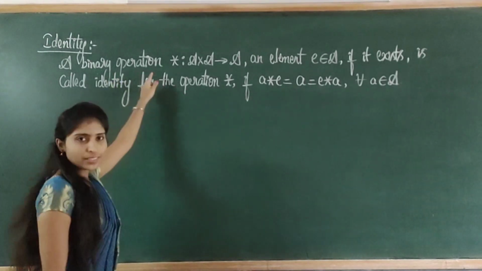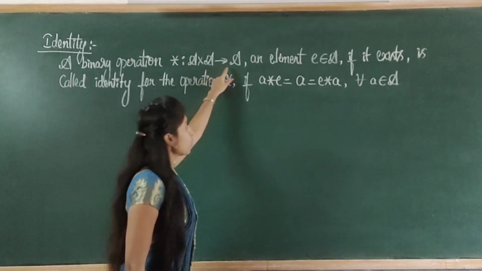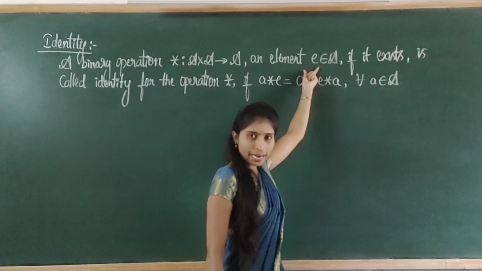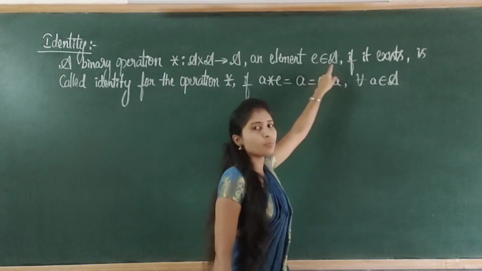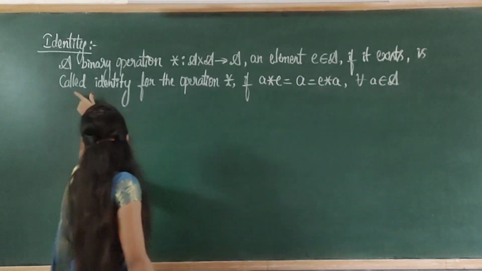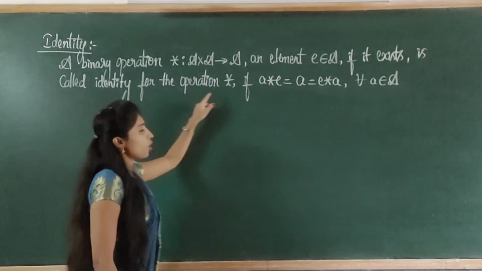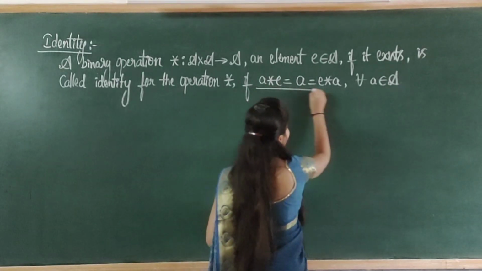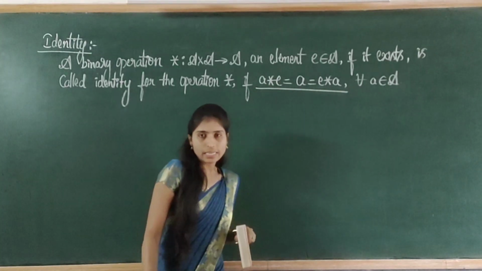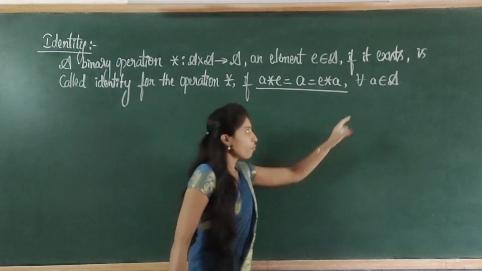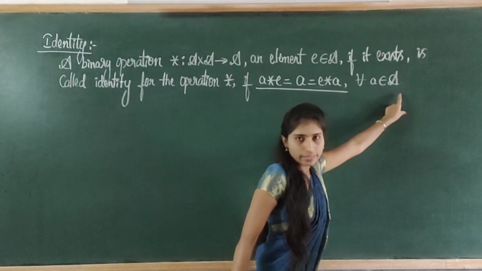A binary operation star from A cross A to A. An element E belongs to A. Here E is the identity element and that element should belong to the set A. If it exists, it is called identity for the operation star if A star E is equal to A is equal to E star A. This is the condition for identity element, for all A belongs to set A.